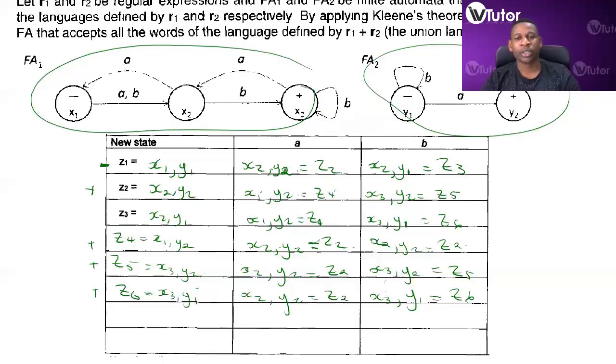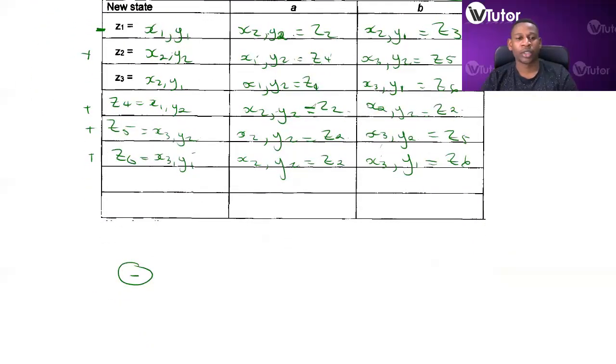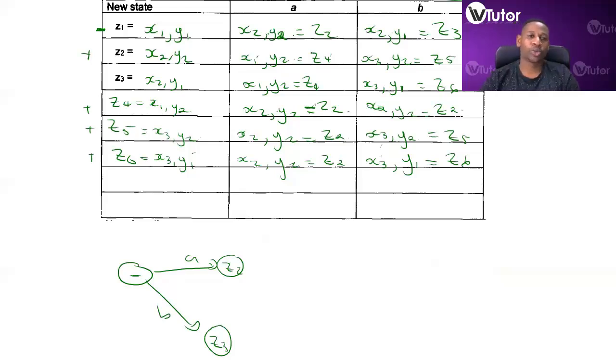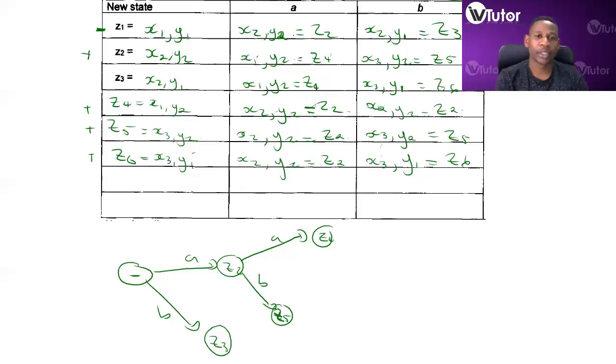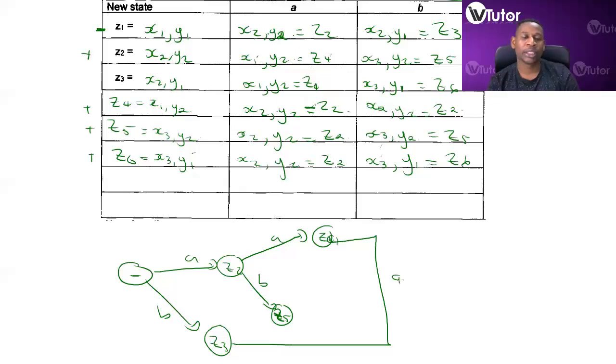So there it goes. In terms of the drawing part, we have an initial state with an A, you go to Z2. With a B, you go to Z3. All right? And then Z2 with an A, you go to Z4. With a B, you go to Z5. Right. Then Z3 with an A, you go to Z4. Z3 with a B goes to Z6.